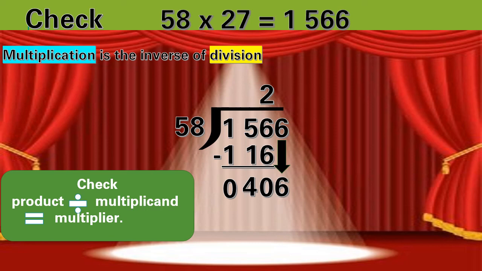406. How many groups of 58 can you get out of 406? You can get 7 groups. 58 times 7 equals 406. And we subtract. So 406 from 406 leaves 0. So we got back our multiplier, which is 27. So our problem was solved correctly.